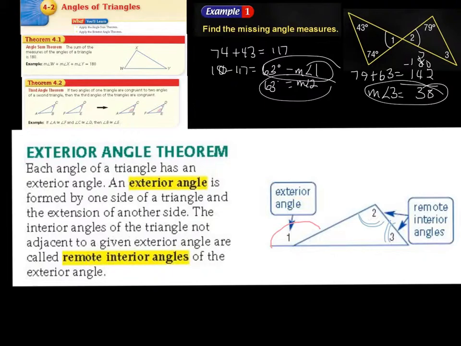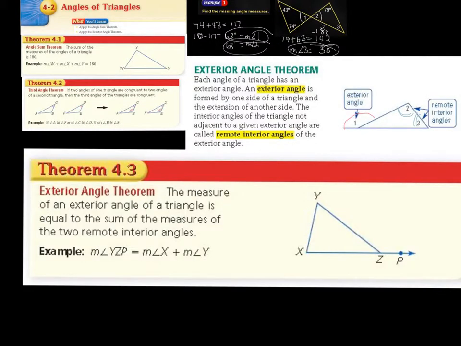Now that we know what an exterior angle is, the measure of an exterior angle of a triangle is equal to the sum of the two remote interior angles. So in this diagram, the measure of angle YZP equals the measure of angle X plus the measure of angle Y.